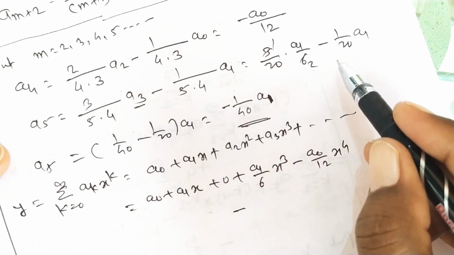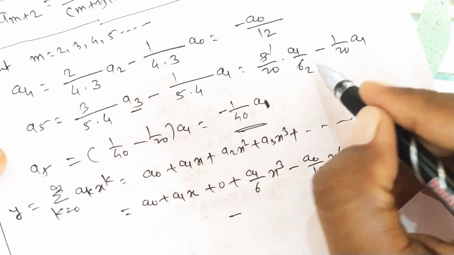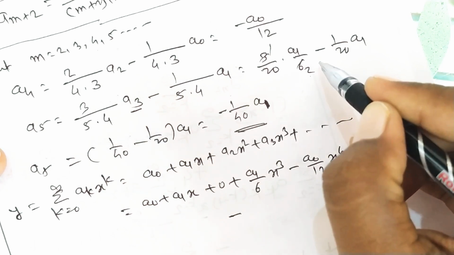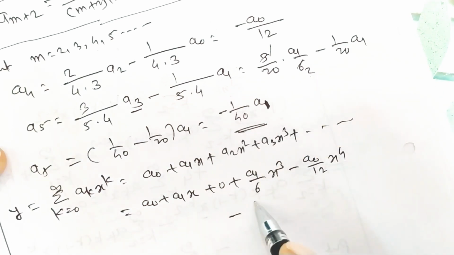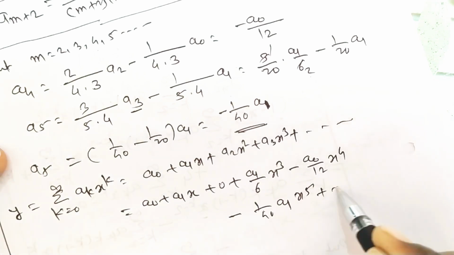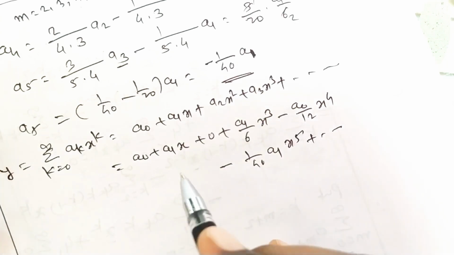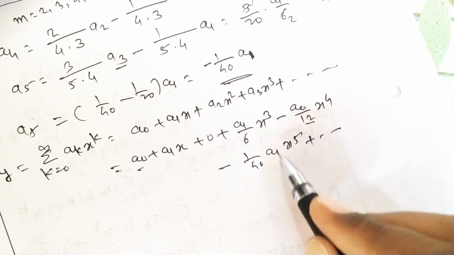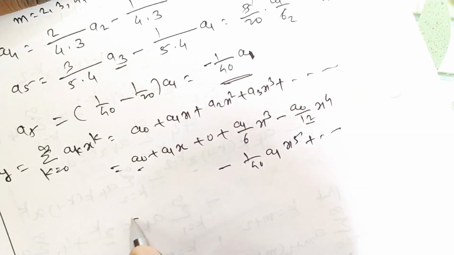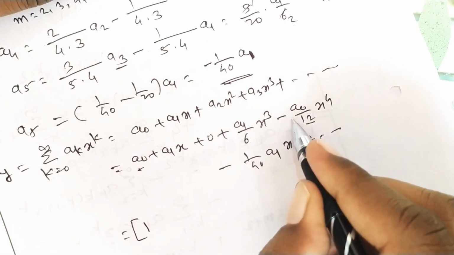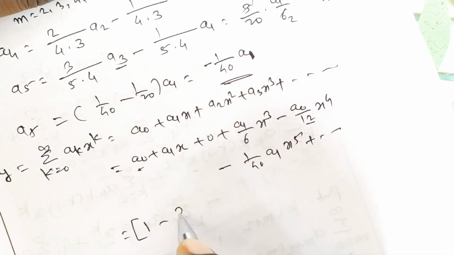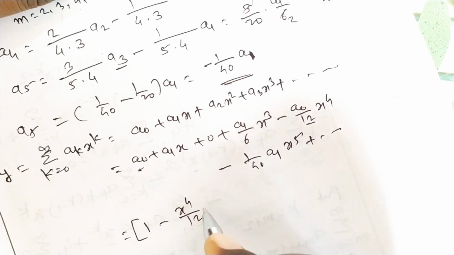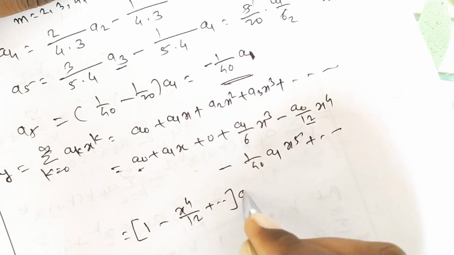What is the value of a5 here? a5 is minus 1 by 40 into a1 x to the power 5 plus so on. Now observe this carefully. Here a0, here a0, and in the remaining terms a1. So if you take a0 common, then instead of this a0 write here 1, and if you take a0 common, minus x to the power 4 by 12 plus so on into a0.